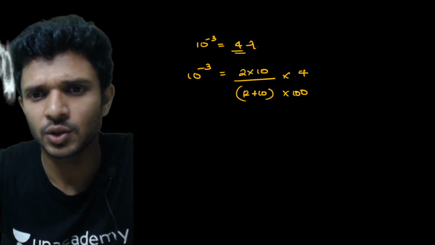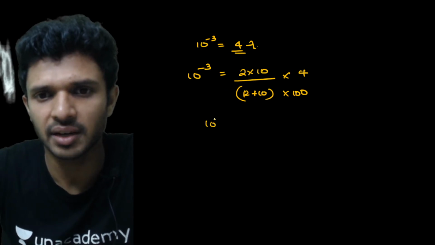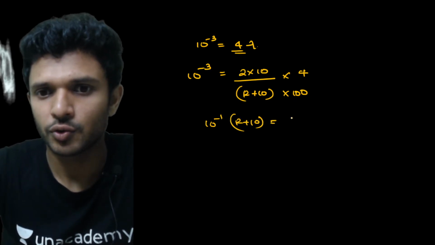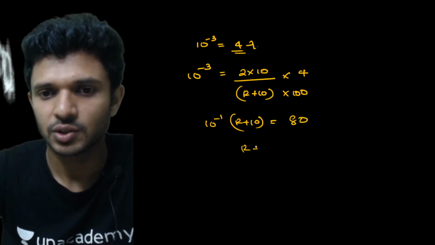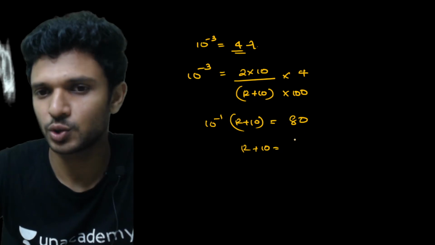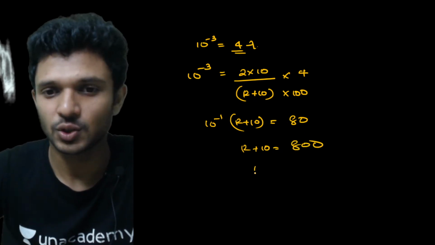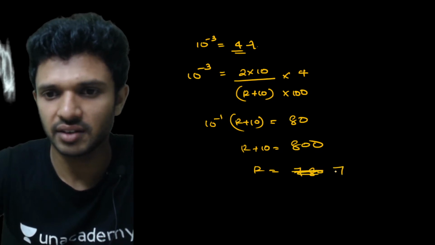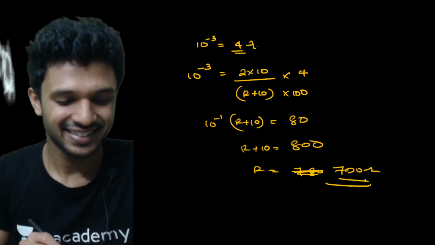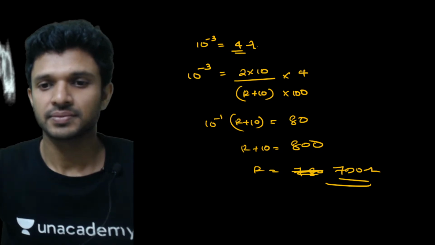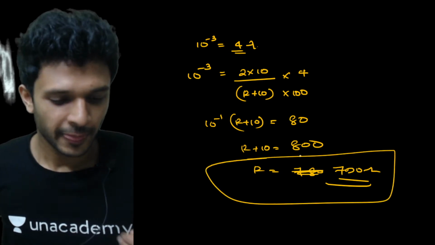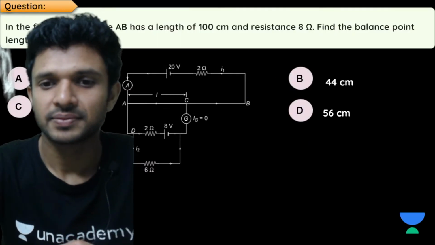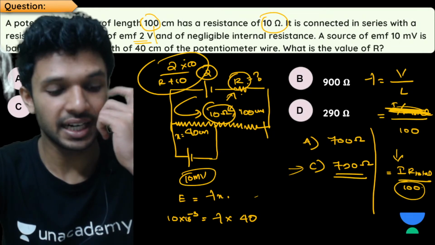So now just solve the question. 100 into 10 power minus 3 is 10 power minus 1, into R plus 10 is equal to 4 into 2 into 10, that is 80. So R plus 10 is equal to 800 when 10 power minus 1 goes to the right. So R is 800 minus 10, not 80, 790 ohms. Okay, done.